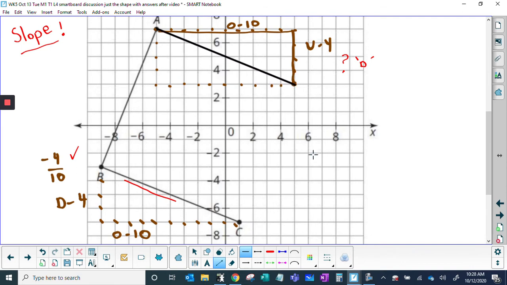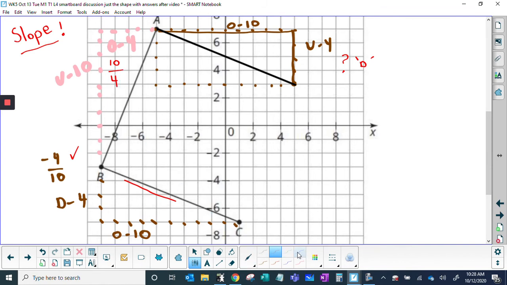Okay, now we can do the same process with the other side. Okay, so let's do it. 1, 2, 3, 4, 5, 6, 7, 8, 9, 10. 1, 2, 3, 4. Up 10 over 4. Up 10 over 4.